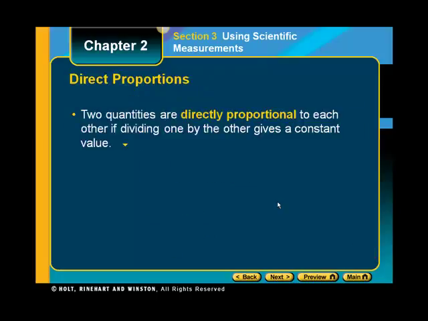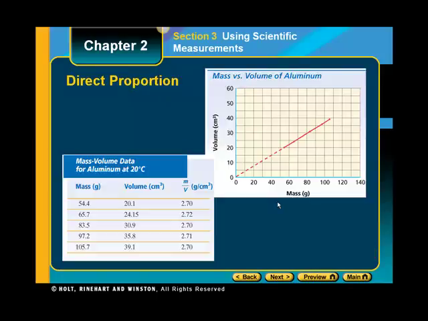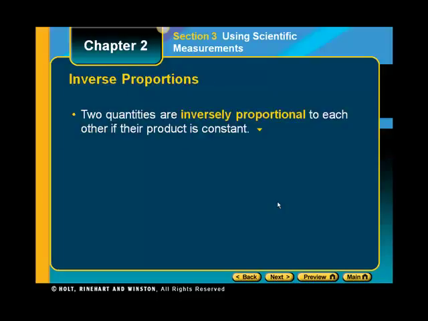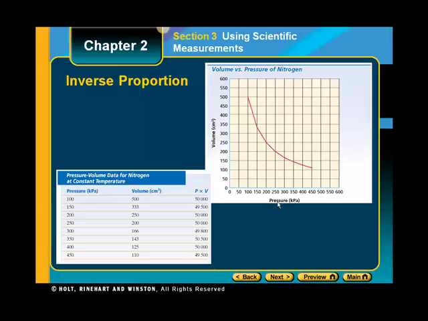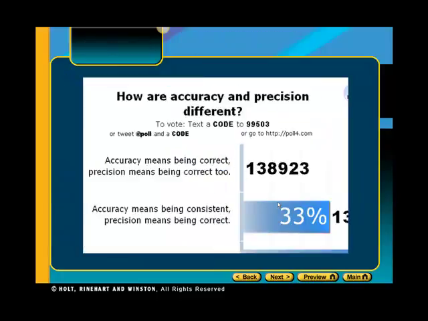One last thing to talk about here is direct proportions versus indirect proportions, or inverse proportions. A direct proportion means when one value goes up, the other one goes up, such as mass and volume. That's a direct proportion. The opposite of that would be an inverse proportion, where when one goes up, the other one goes down. That's all the direct versus inverse. So you should be able to refer to those or recognize those in those terms. Okay?